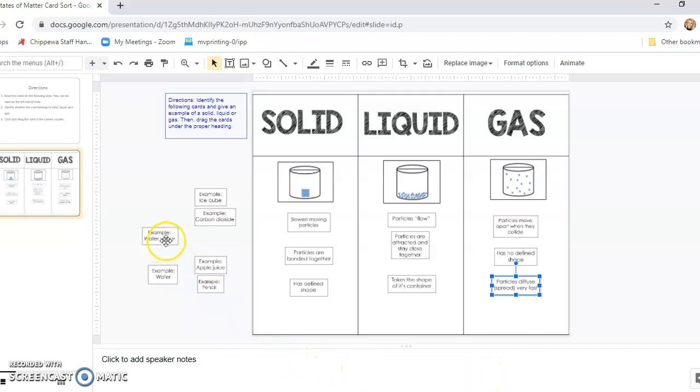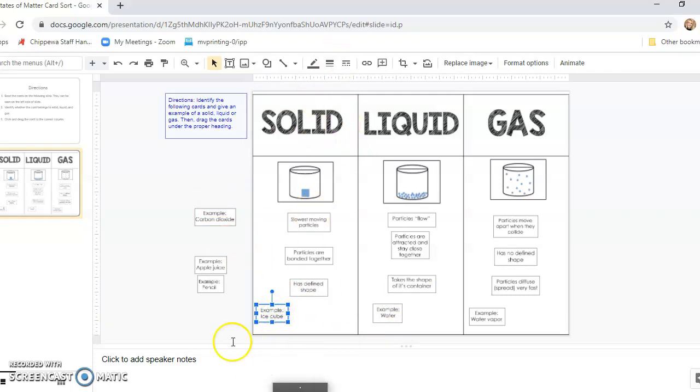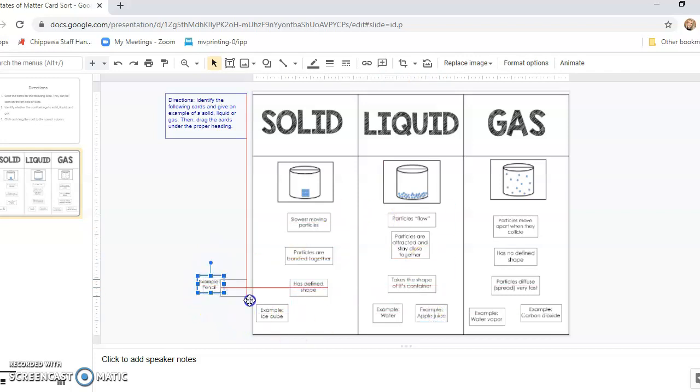So what's an example? Water vapor would be an example of gas. Water would be an example of liquid. An ice cube would be solid, because solid water is an ice cube. Carbon dioxide is another example of a gas. Apple juice is an example of a liquid. And a pencil is an example of a solid.